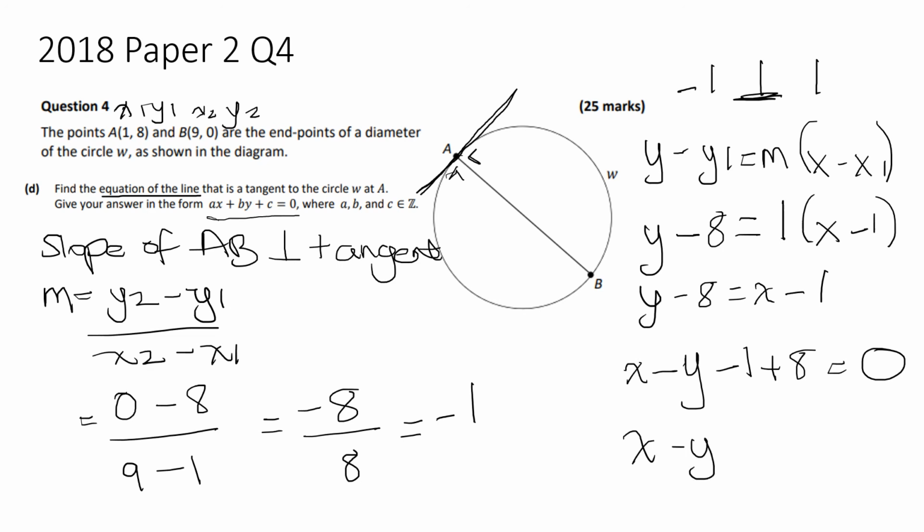So x minus y minus 1 plus 8 is 7. And then that's equal to 0. So x minus y plus 7 is equal to 0. If you have minus x plus y minus 7 is equal to 0, they'll actually accept that as well in the exam.